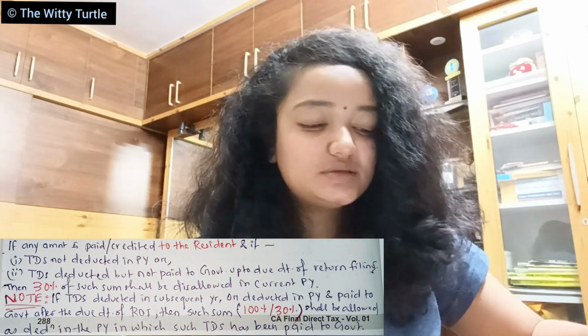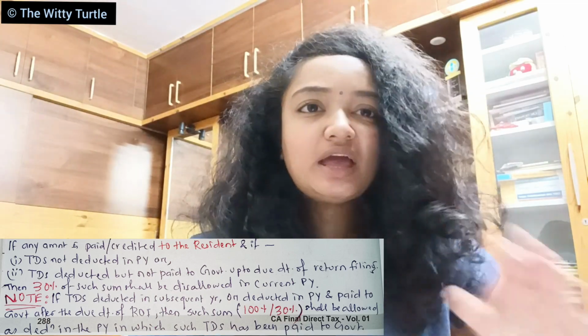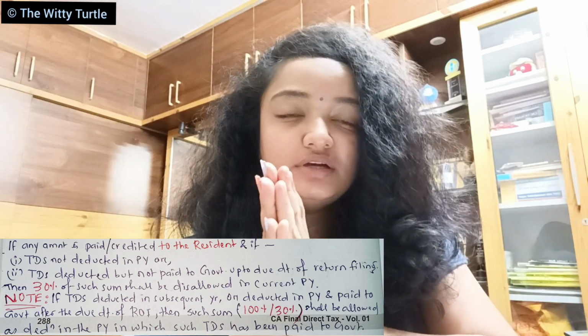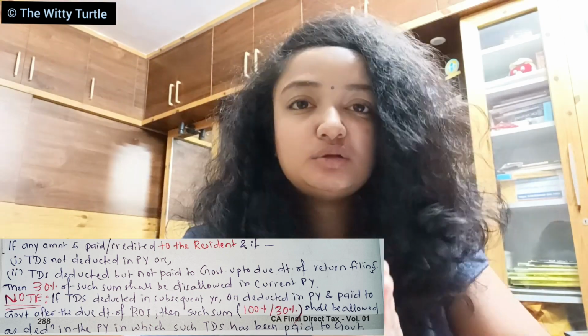See, simply you need to remember that if the due date of return filing of that particular previous year has expired, and after that you are depositing the amount of TDS to the government, then it will be allowed in that previous year in which you are depositing it to the government. If you are depositing it to the government on 16th of April 2023, then it will be allowed in the previous year 2023-24. I hope this is clear to you now.